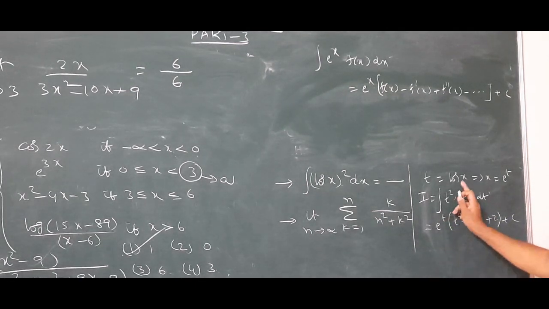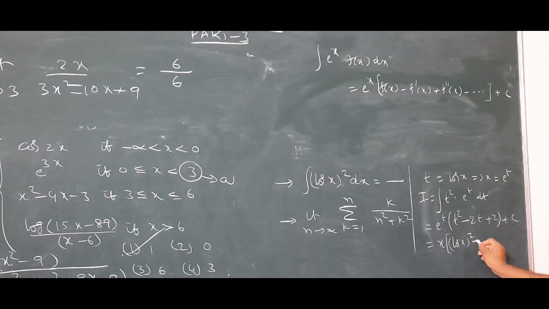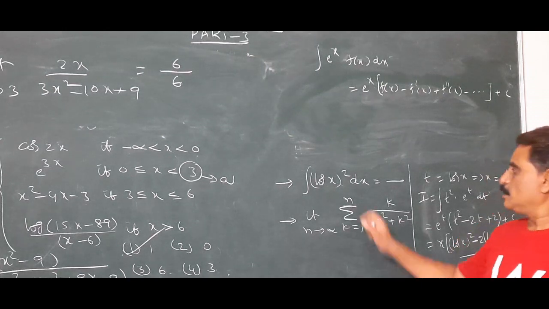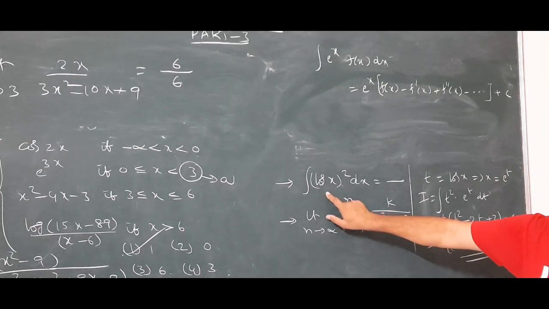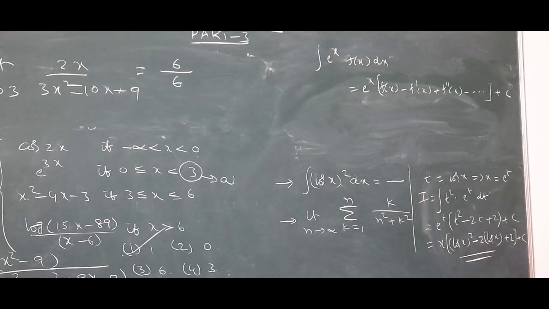So e^t is x into (log x)² minus 2 log x plus 2, plus c. That is the answer. Actually, here I have not noted down the options, just the direct question. You can easily identify the option.